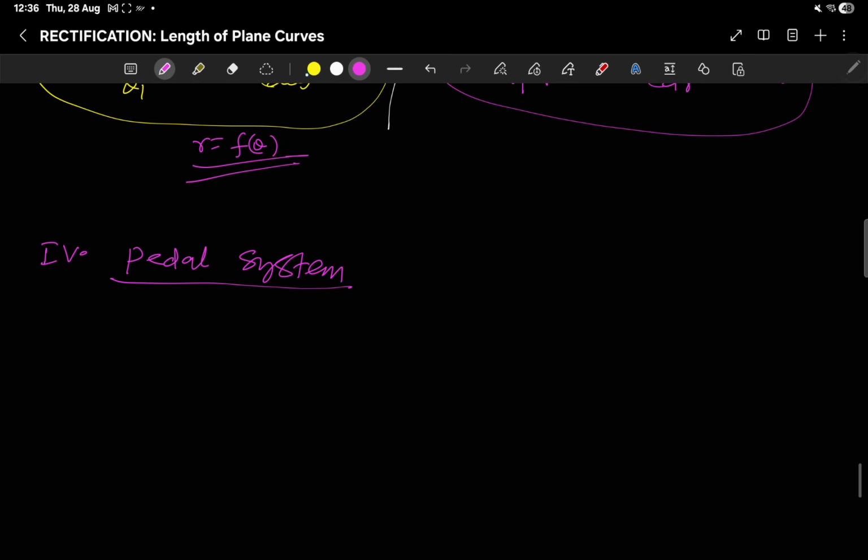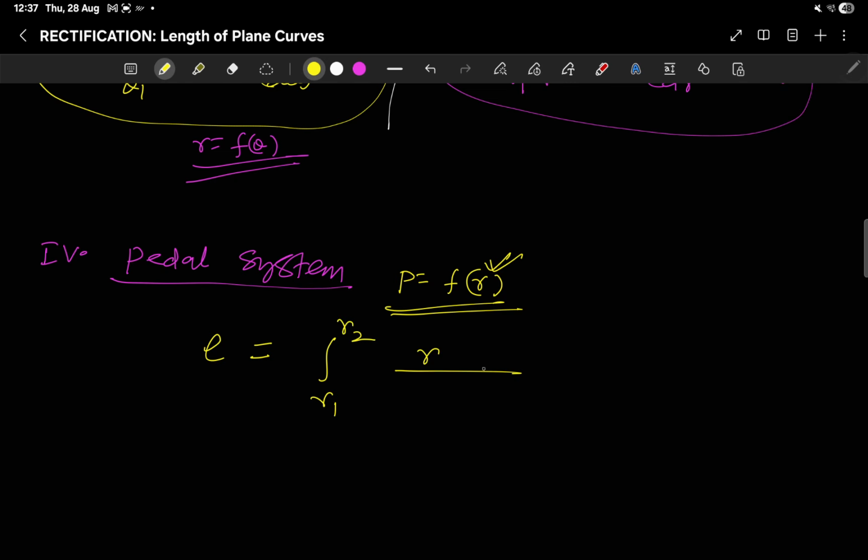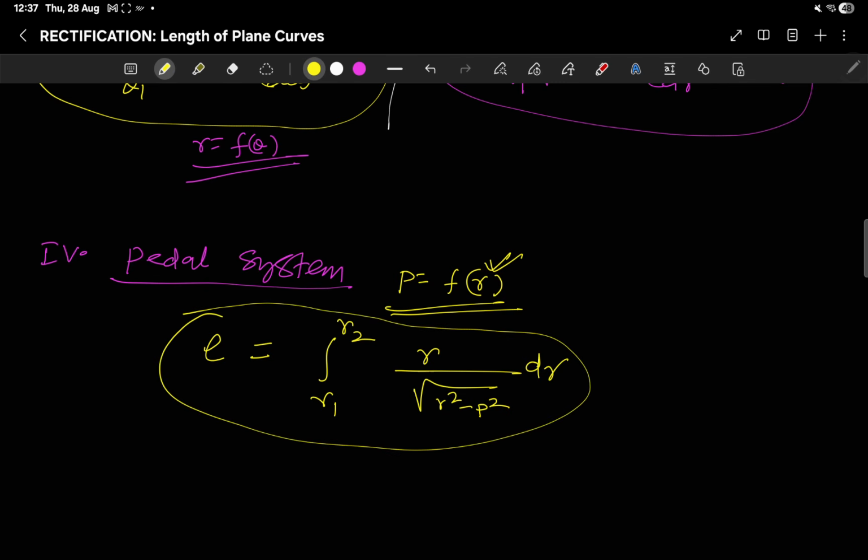Likewise we have the pedal form. In pedal form it is given in the form p is equal to f of r. And what is the length of the arc here? So r is the variable here. It will be the integral from r1 to r2 of r by square root of r square minus p square, dr. So this is the length of the arc in the pedal form.